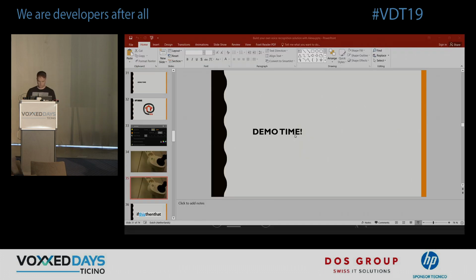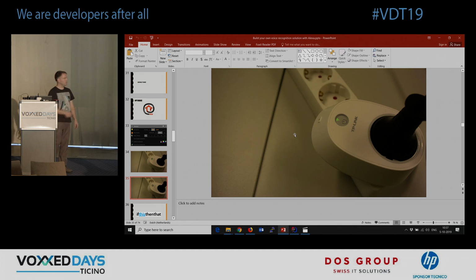So if I demonstrate it, I put my laptop plug inside it, so you can see whether it's charging or not. Let's see, is it charging now? Yes, it's charging. So if I now say, Alexa, trigger switch off.